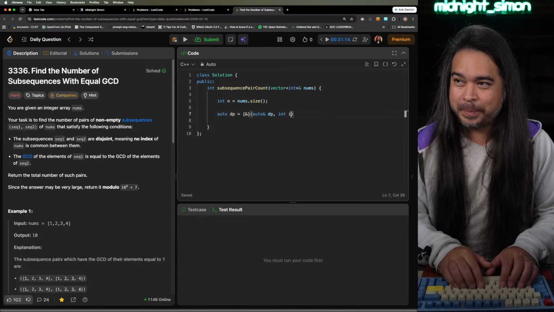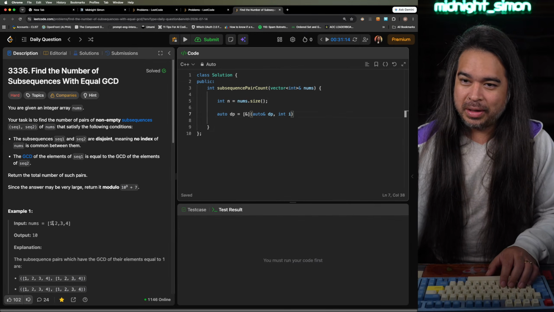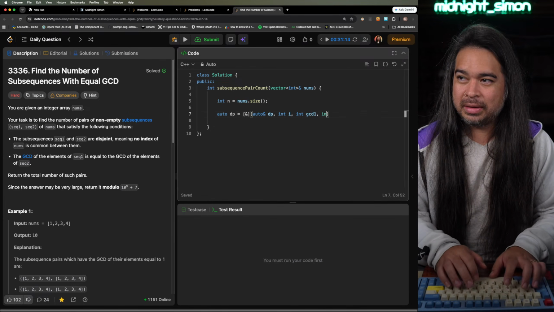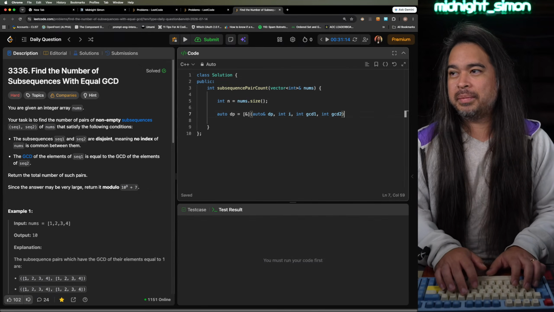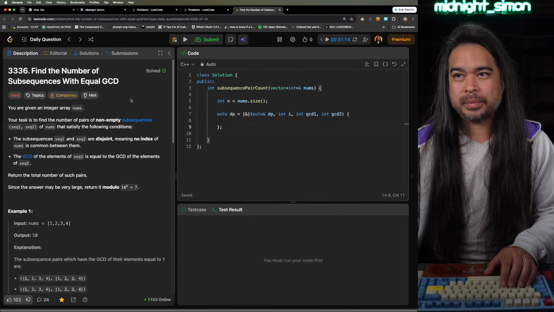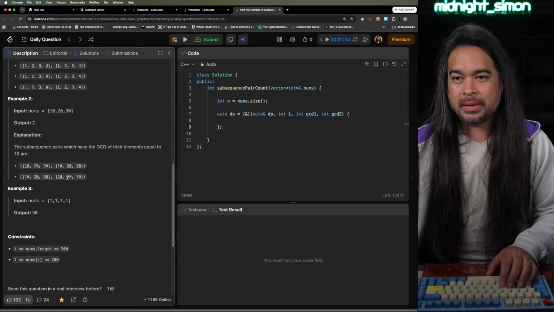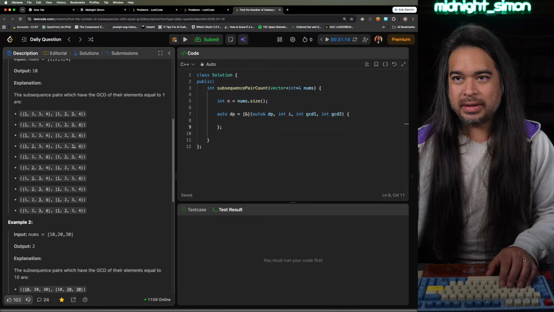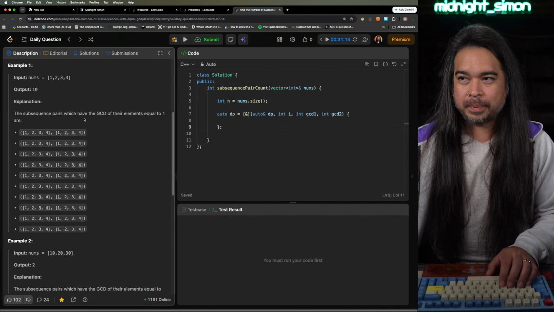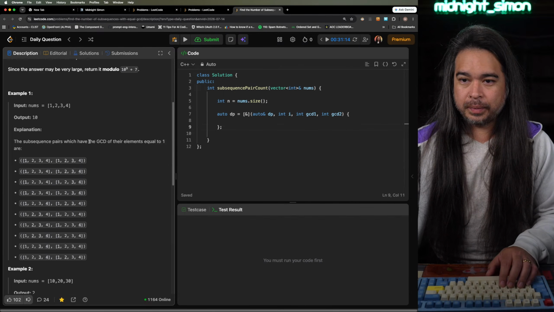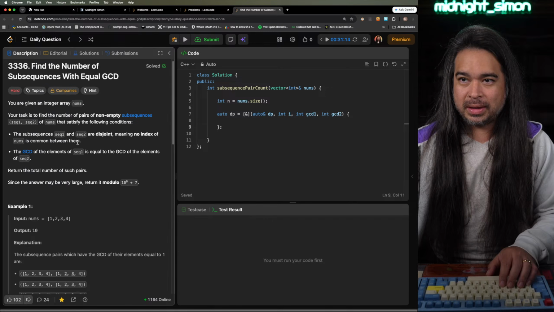What am I doing? Iterate through every index and put it either in the left or the right. And we're trying to find GCD. Something like this, maybe. How am I gonna find GCD, man? And how do I know when they're equal? And it says we have to take at least one.